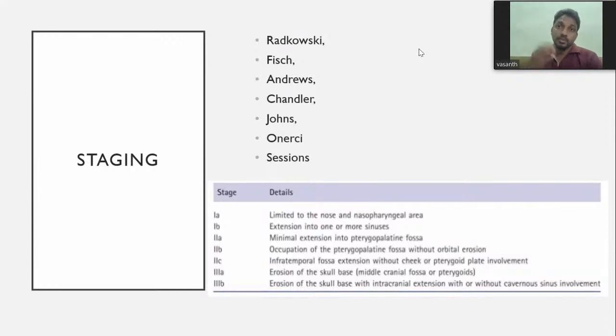Even if you don't know the staging, at least try to remember the names of the staging. And if you are able to remember the staging, then you can give.